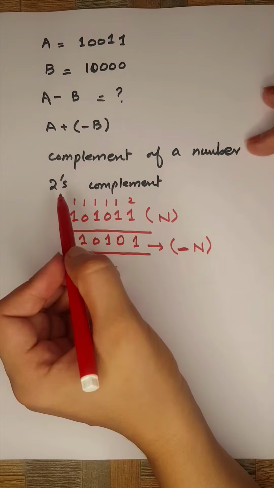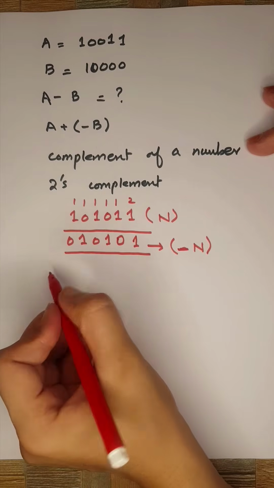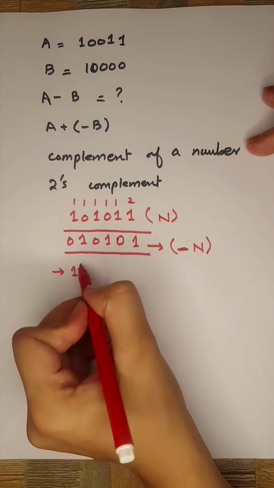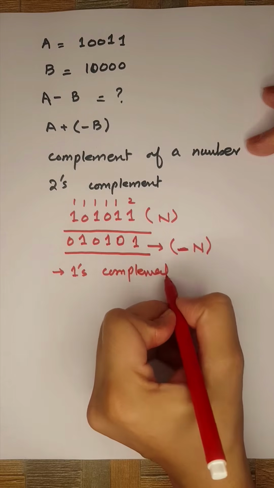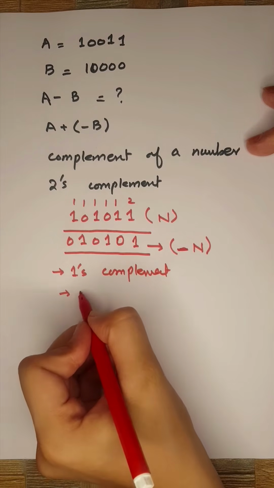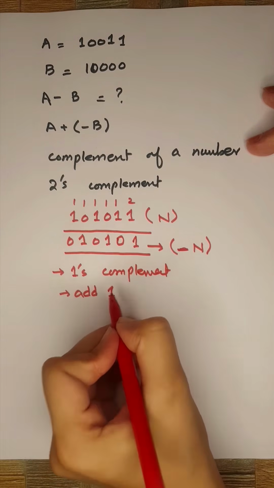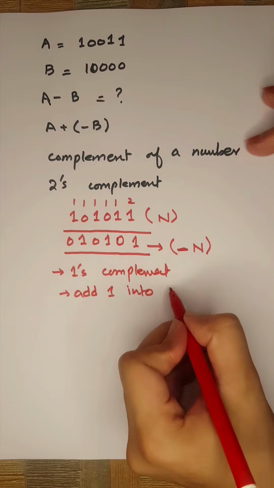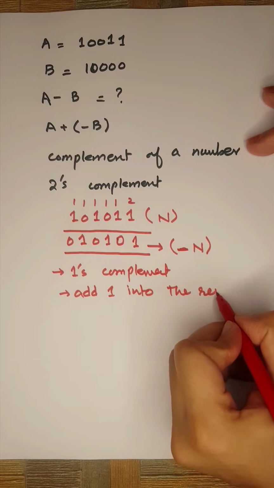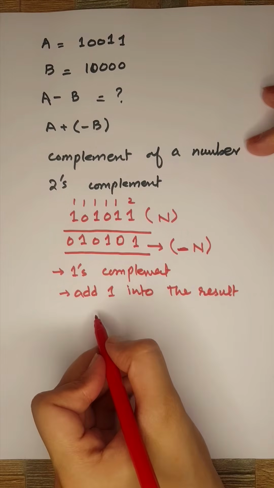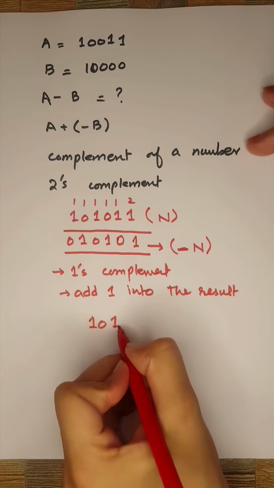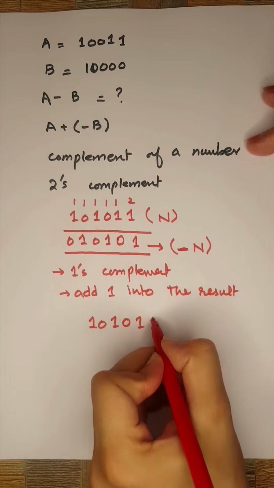There is another way to find the negative of a number. The procedure is to first find the 1's complement and then add 1 to the resultant. So let's do this for the same example. We had the number 101011.